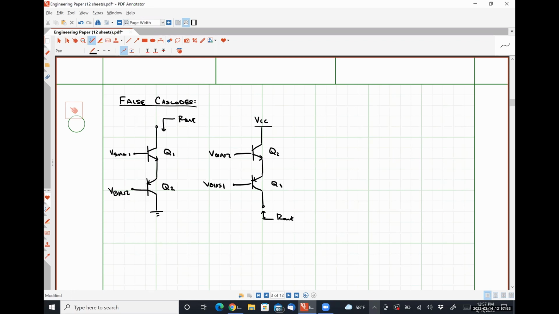So let's look at Q2 right here. Okay. So this is a PNP based device. So that means this is the emitter, this is the base, and this is the collector, right? At small signal, the collector and the base are at the same voltage, which means that this is a diode connected device. What's the resistance of a diode connected device? You guys remember?